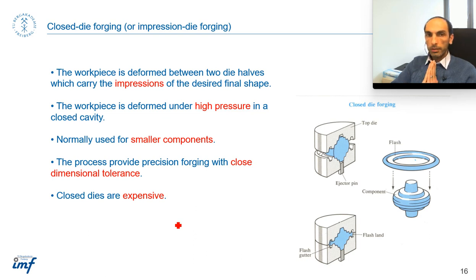But of course, the workpiece is deformed under high pressure. This high pressure leads to higher mechanical properties, and it's normally used for smaller components compared to open die forging. When it's too big, it's not easy to design a big die for the closed die forging.